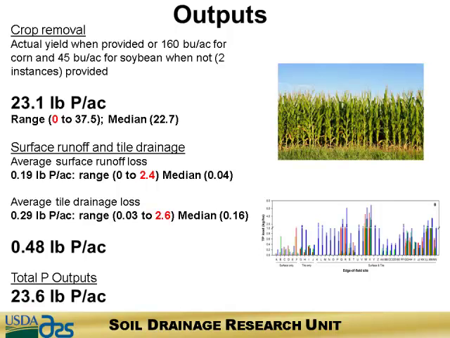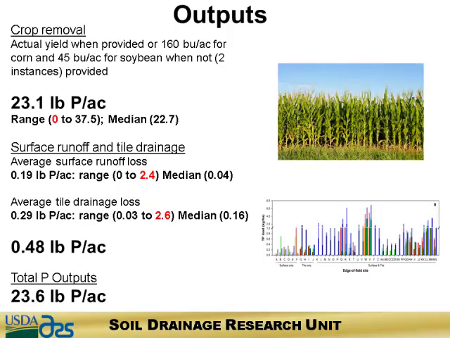And then we look at what we see in the surface runoff and the tile drainage. If we look at surface runoff, it's about 2/10 of a pound per acre that we see coming off. But look at the maximum there, 2.4 pounds an acre in some instances. So we do have some sites that are pretty hot. And then we look at average tile losses. Again, as I said, tile losses generally account for the largest percentage of our phosphorus losses in terms of what's coming out in the water. And we get about 3/10 of a pound per acre there.